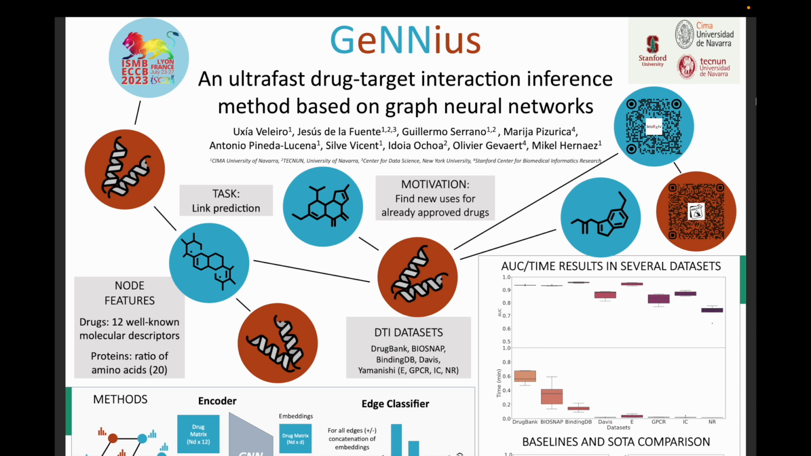As you can see, for drug features, we use 12 well-known molecular descriptors, and for protein nodes, we include a vector with a ratio of 20 different amino acids. In this work, we use 8 different drug-target interaction datasets, which are well known in the field. Now, let's zoom into the method section.